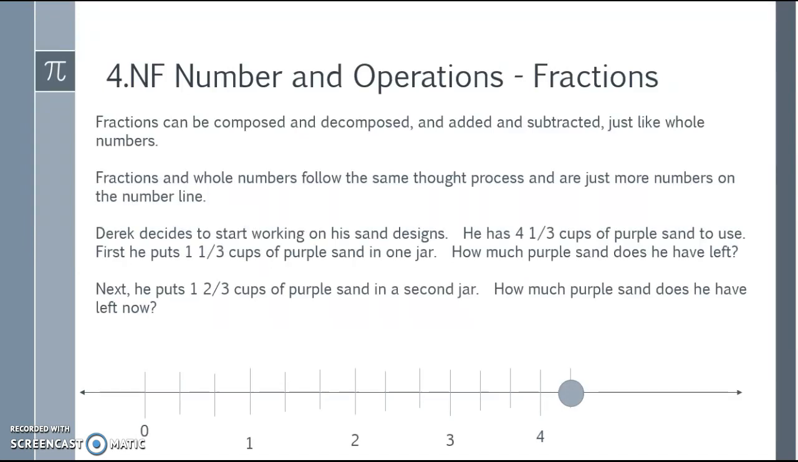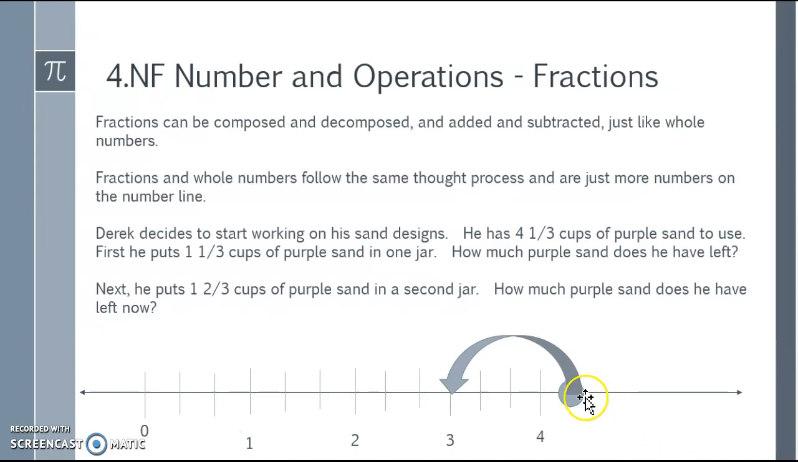So on my number line, I have 1, 2, 3, and 4. And not only that, but they're split into copies of 1/3. So I start at 4 copies of 1/3. That's what we started with. First, he puts 1 1/3 cup of purple sand in a jar. How much does he have left now? So now we need to subtract 1 1/3. So I count over to the left, so subtract.